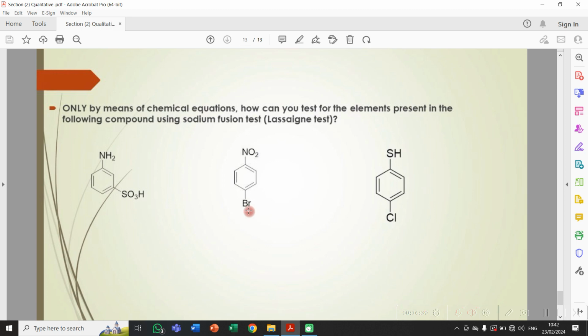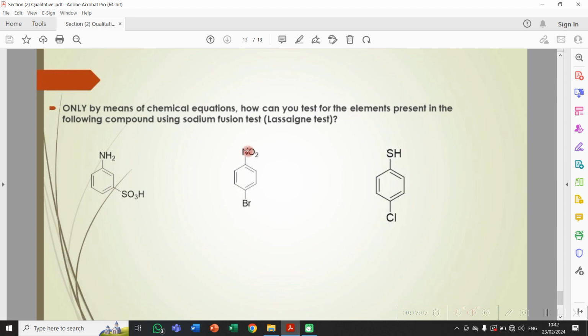Okay, this compound contains nitrogen and bromine. First of all, detecting of nitrogen like we did here. We will write the 6 equations of nitrogen. After this, there is bromine. We said the halogen has two cases: in case of presence or absence of nitrogen. Here there is nitrogen. So what should I do first? First of all, I will write the equation of the Lassaigne test of the bromine. Sodium plus bromine gives us sodium bromide.